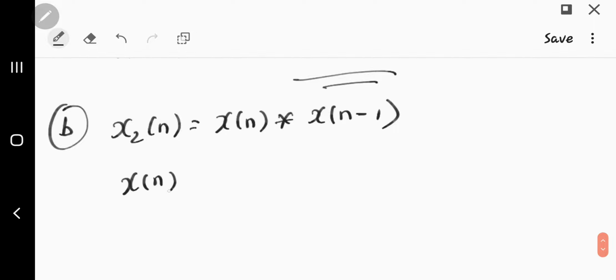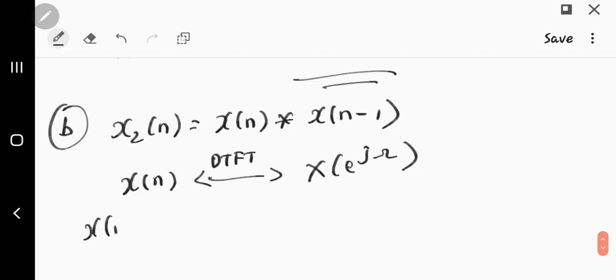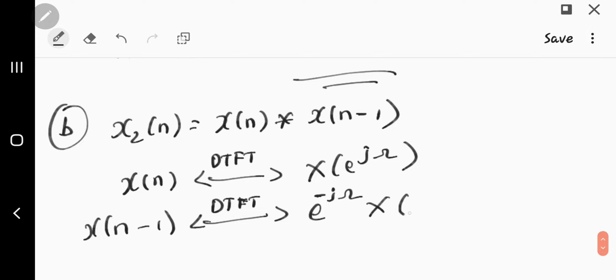So if x of n is performed DTFT, we will get x of e power j omega. If x of n minus 1 is performed DTFT, then we will get e to the power of minus j omega into x of e power j omega, because in place of n naught we have 1, so that's why this is the time shifting property.